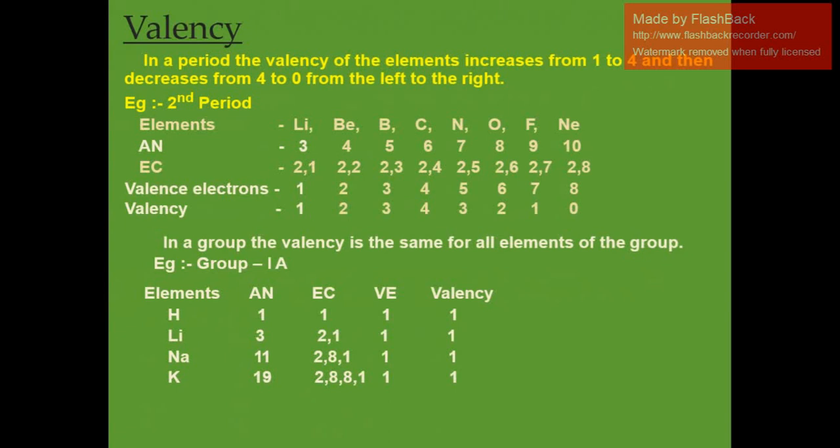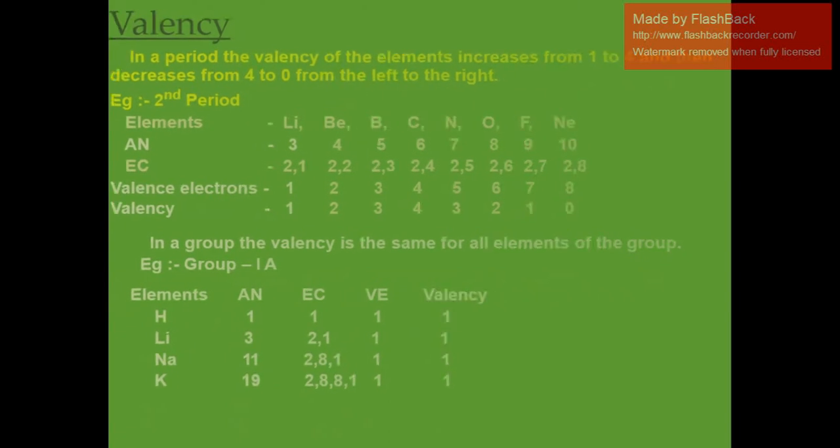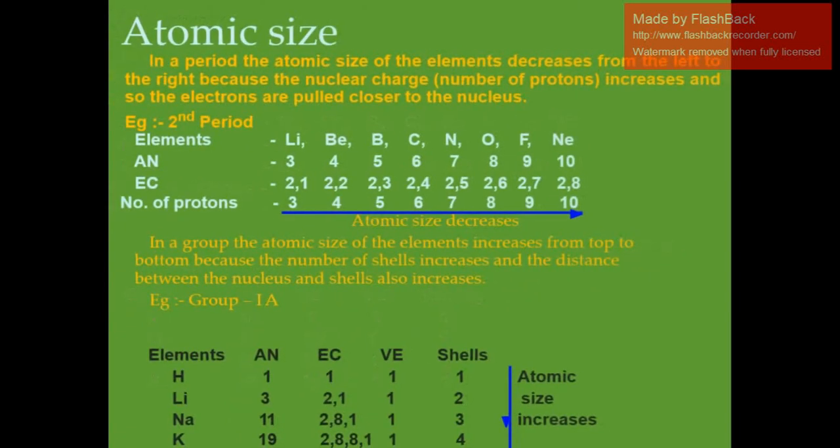Okay. Variations of valency in a group. The valency is the same for all the elements present in that group because of their similar outer electronic configuration. Clear? Now let us talk about the next property, that is atomic size.